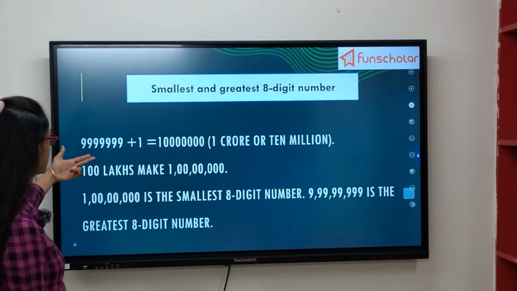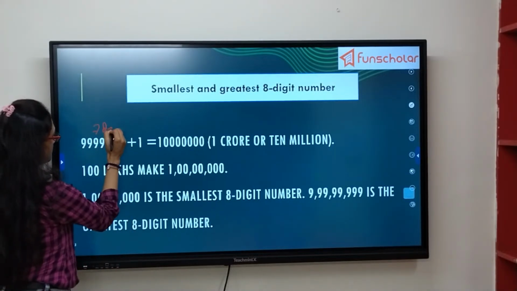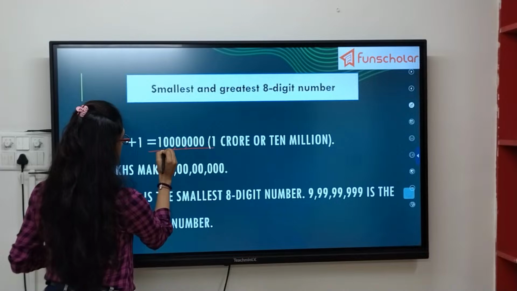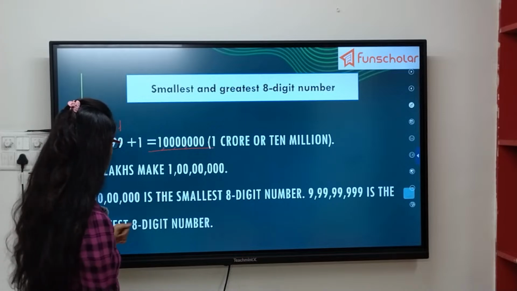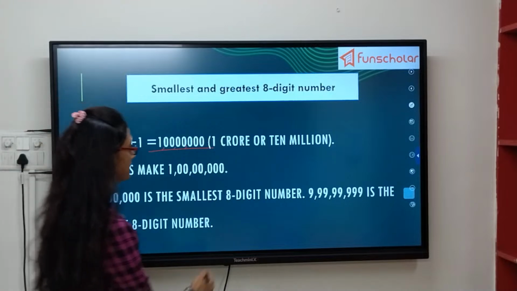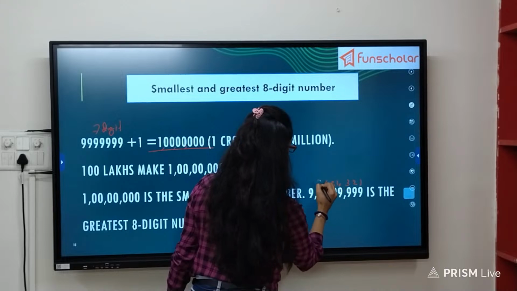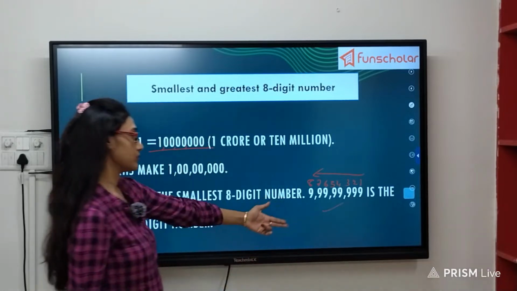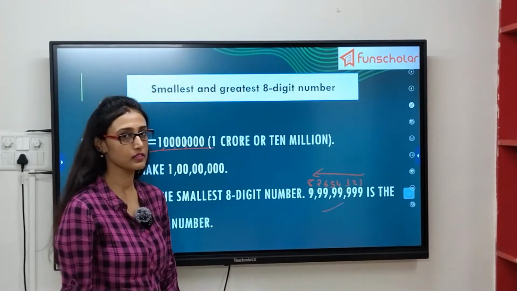Okay. So again if you add 1 with the 7-digit number, then it will be 8-digit numbers. Right? And okay, then smallest and greatest will be 1, 2, 3, 4, 5, 6, 7, 8. Right? So greatest number is, you have to write 8 times 9. Done?